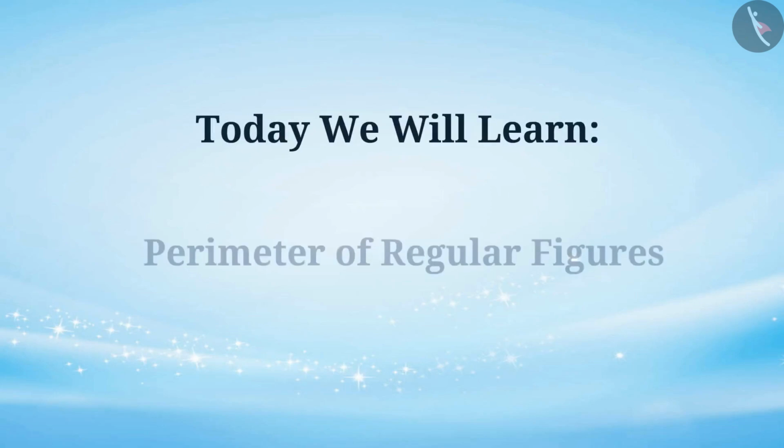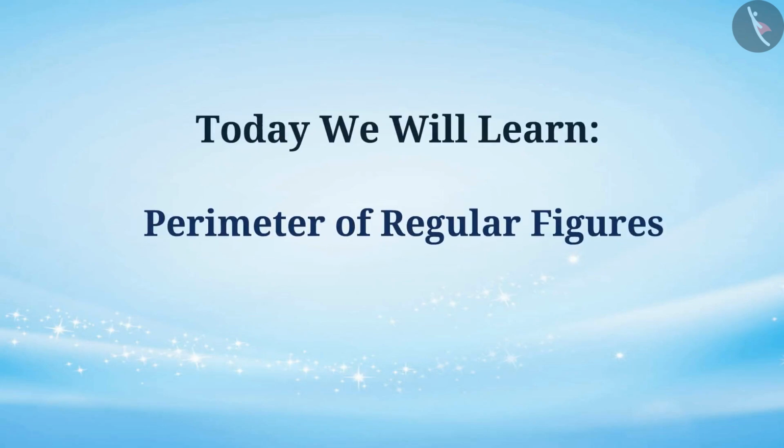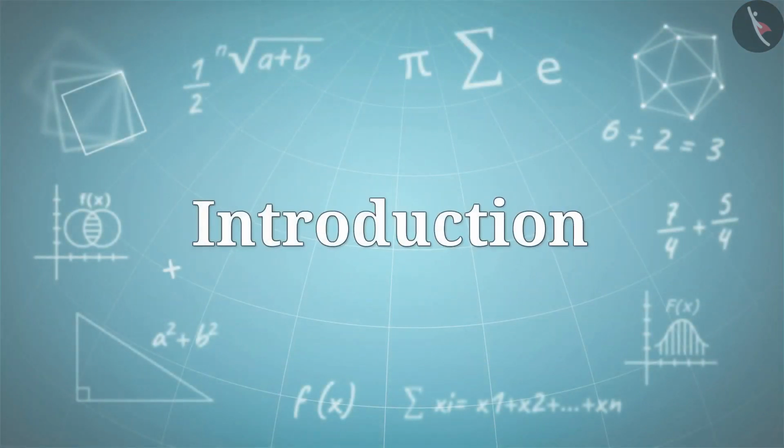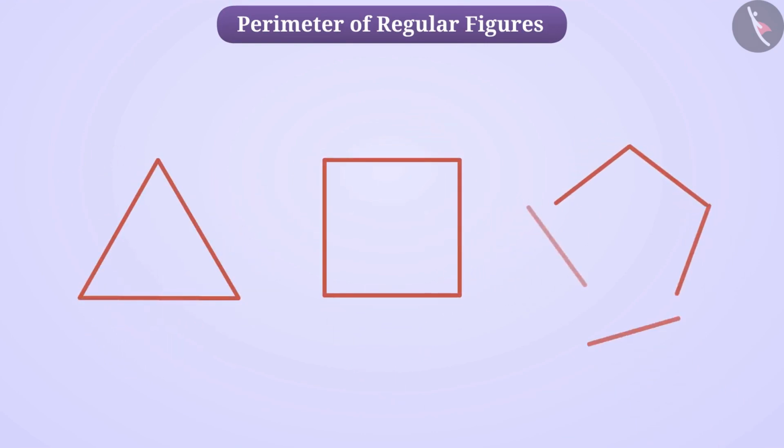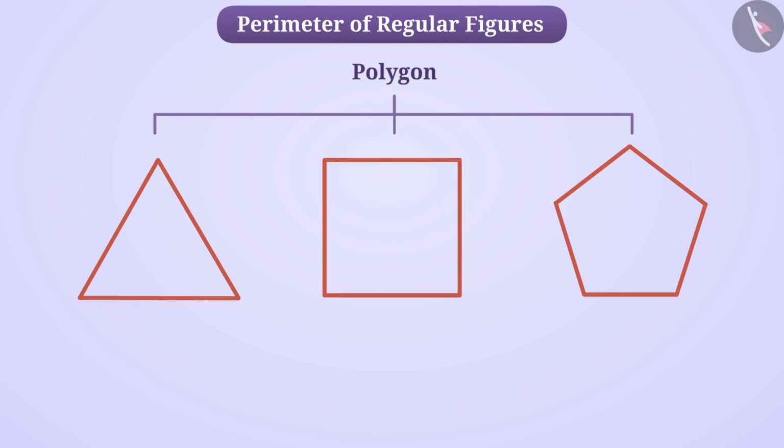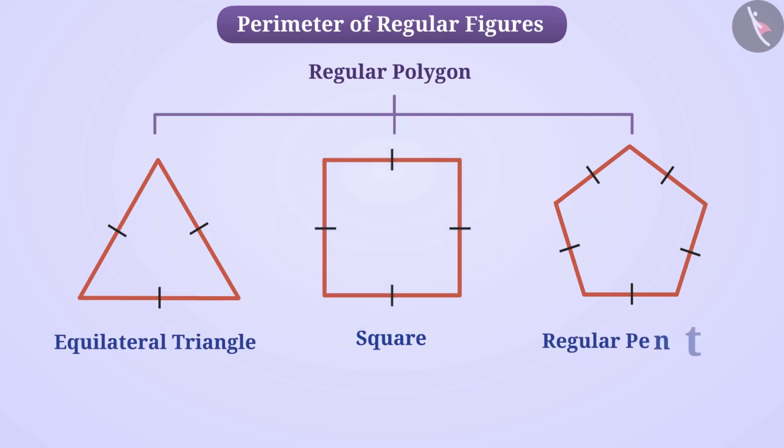Today we will learn perimeter of regular figures. We know that a closed shape made up of 3 or more line segments is called a polygon. When all the sides of a polygon are of equal measures, then we call such polygons regular polygons, like square, equilateral triangle, regular pentagon, etc. Today, in this video, we will learn the perimeter of regular figures.